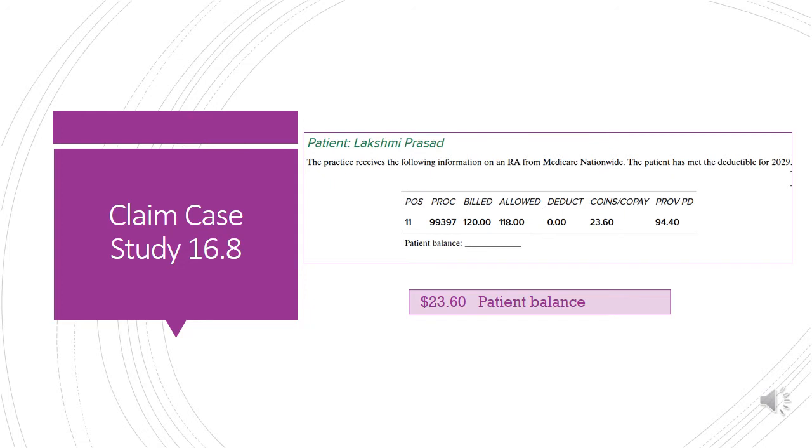Her coinsurance is $23.60. The provider was paid $94.40. What is the patient's balance? She owes the $23.60 for her coinsurance. Note that the allowed amount of $118, subtract the amount paid to the provider of $94.40 equals $23.60, which is the same as the patient's coinsurance and balance.